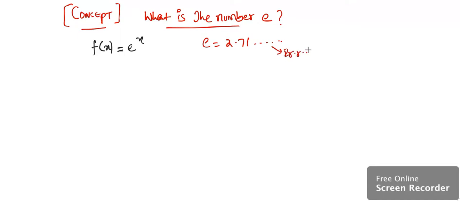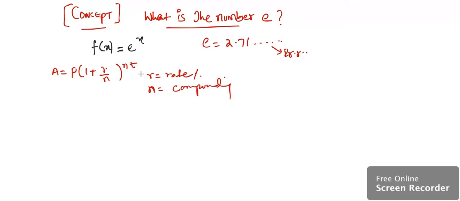By the word exponential that I began with, which is basically a special function, the word itself means there is a growth involved. So let's take the compound interest formula that we have. Amount is equal to principal times (1 plus r by 100 divided by n) raised to n times t, where r is the rate percent, n is how many times we are compounding in a year, and t is the time period.